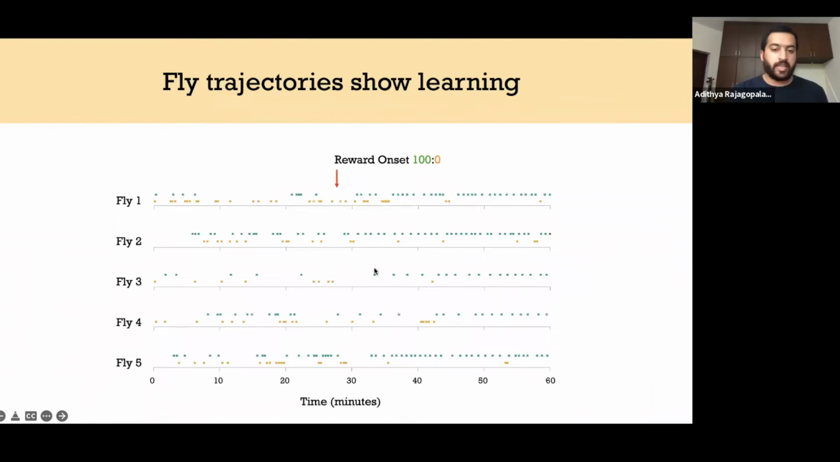Okay. Yeah, and so I just looked at a bunch of different flies. Rather than showing the entire trajectories, I'm just showing you which option was chosen. The red arrow indicates when the reward began to be provided. You can see more or less even random choices before. And once the reward is provided, you get a consistent preference for the rewarded green option.